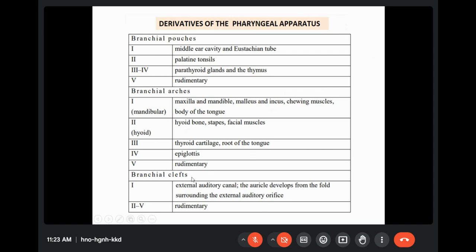Next, branchial or pharyngeal clefts, which are formed from endoderm. Only the first of them develops, and it gives rise to the external auditory canal. The pharyngeal clefts from second to fifth are rudimentary. They do not develop fully.